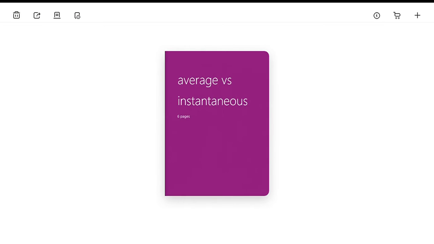Today we're going to be talking about the difference between the average velocity and the instantaneous velocity in a calculus discussion. The main idea today is that the average corresponds with the slope of the secant line, and the instantaneous velocity corresponds with the slope of the tangent line, right?